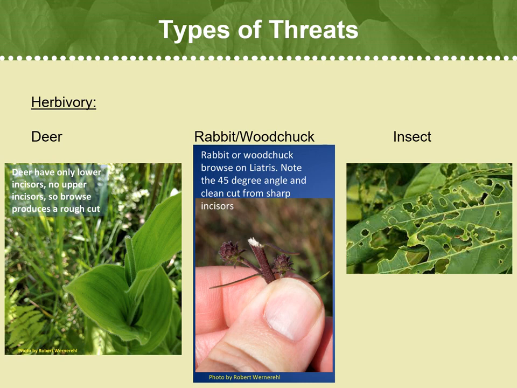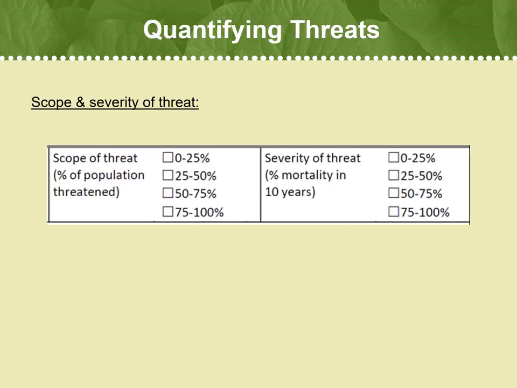Once you have reported the types of threats and disturbances impacting the rare plants you surveyed, we will also ask you to report their scope and severity. Scope refers to what percentage of your population is currently impacted by the threat or disturbance. For example, if 4 out of 10 plants have been trampled, you would list the scope of the threat as 25 to 50%. Severity of threat is a bit more subjective.